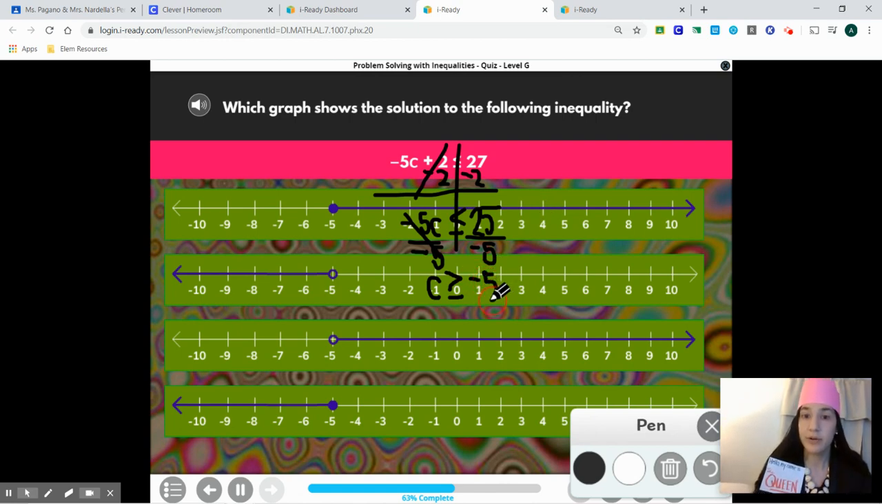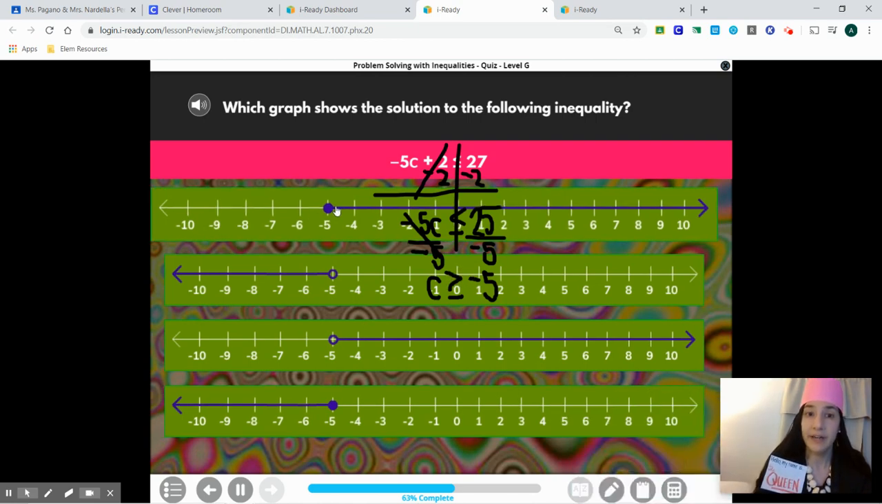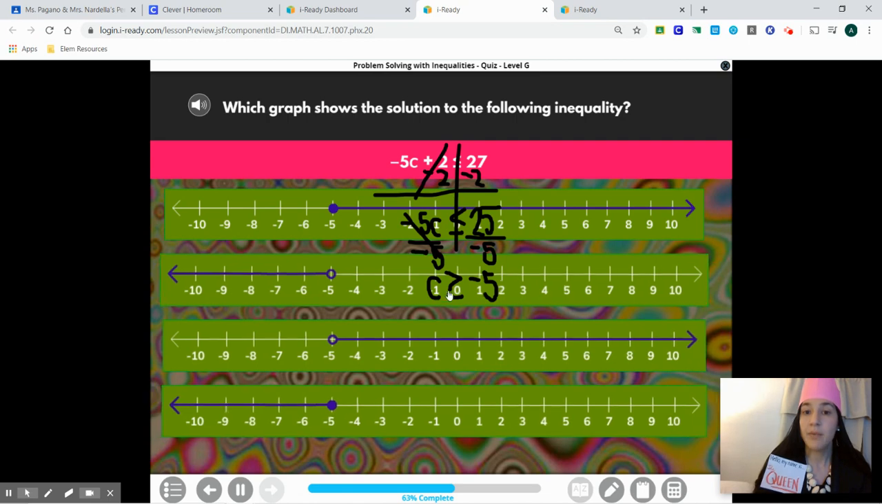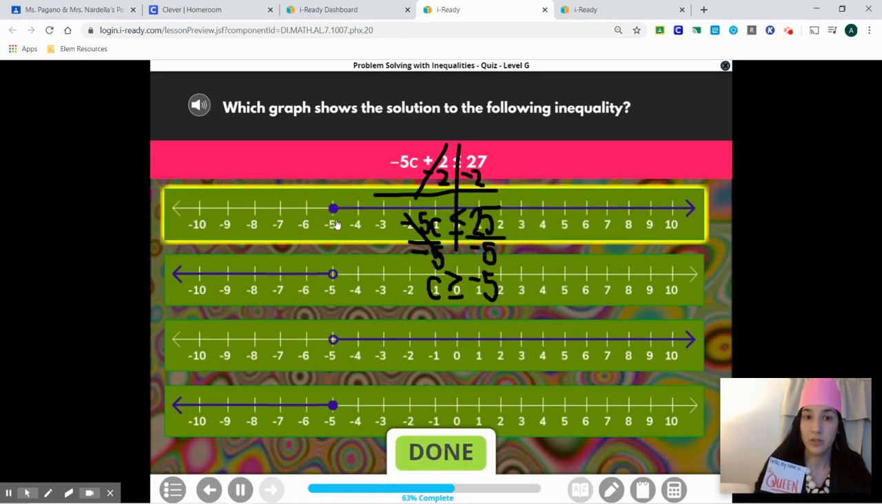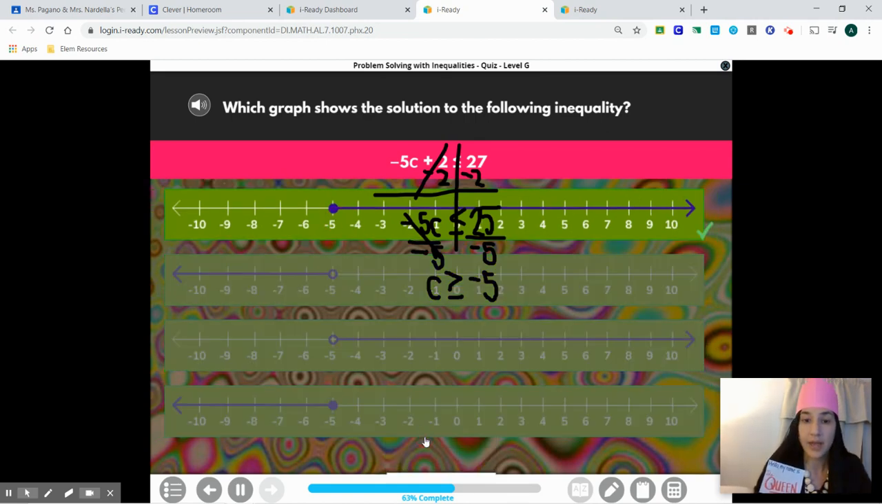The greater than or equal to symbol tells us we have a closed circle on negative 5, so here or here. And when we look at our symbol, we're talking about all the numbers that are greater than the negative 5, so we want the numbers to the right. So we're going to select that and go on.